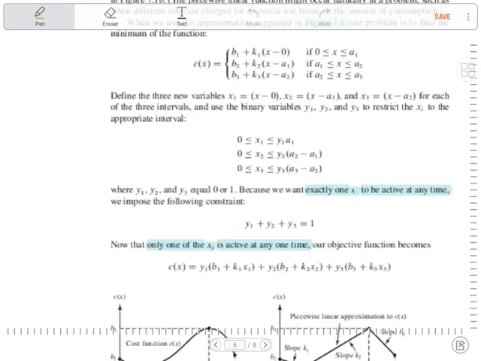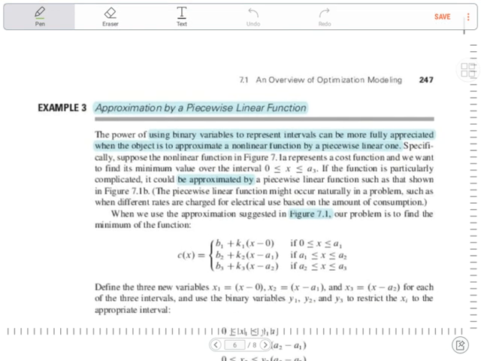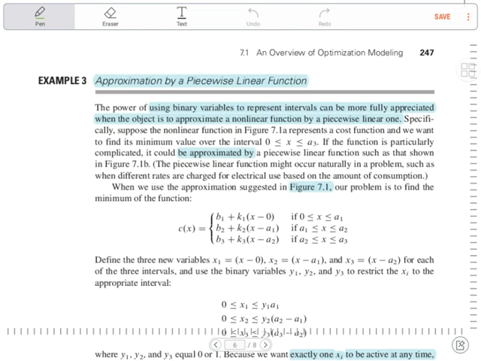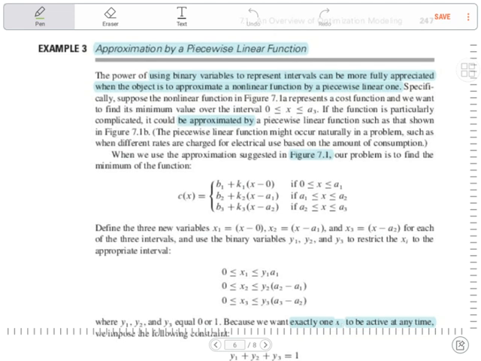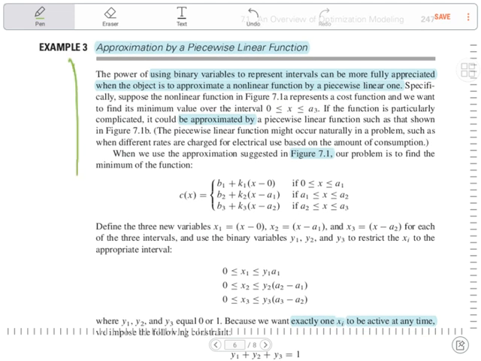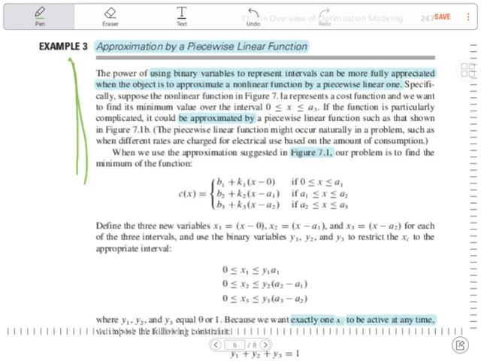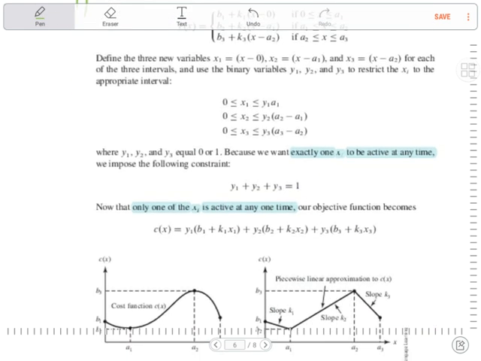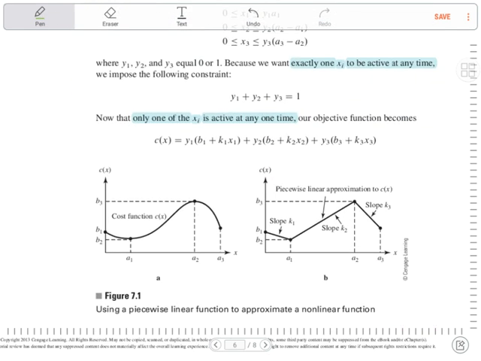Let me continue. This further discusses other utilities of using binary variables, which can be more fully appreciated when the objective is to approximate a non-linear function by a piecewise linear one. Specifically, they are considering this figure. This figure is this curve, a cost function curve, suppose.